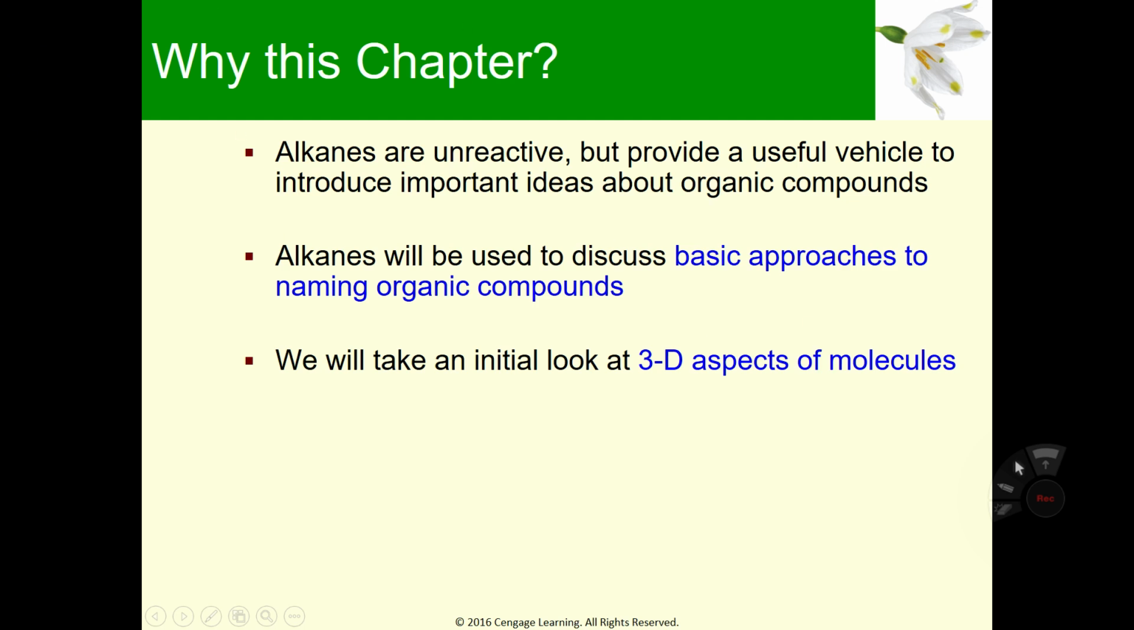If we learn systematic nomenclature of organic compounds, we can easily draw the structure of the organic compounds by just looking at the name. When we draw the structure by looking at the name, we have to know about the three-dimensional structure of the molecules also.